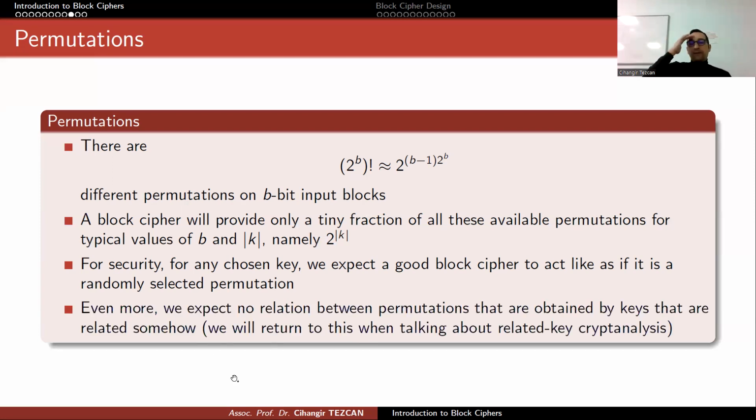Even more, we expect no relation between permutations that are obtained by keys that are related somehow. This is also important. For instance, I chose a key, so I obtained the permutation, right? So I know which plaintext goes to which ciphertext. So if I flip 1 bit of the secret key, now this new mapping shouldn't be related to the previous one. This is what this sentence says.